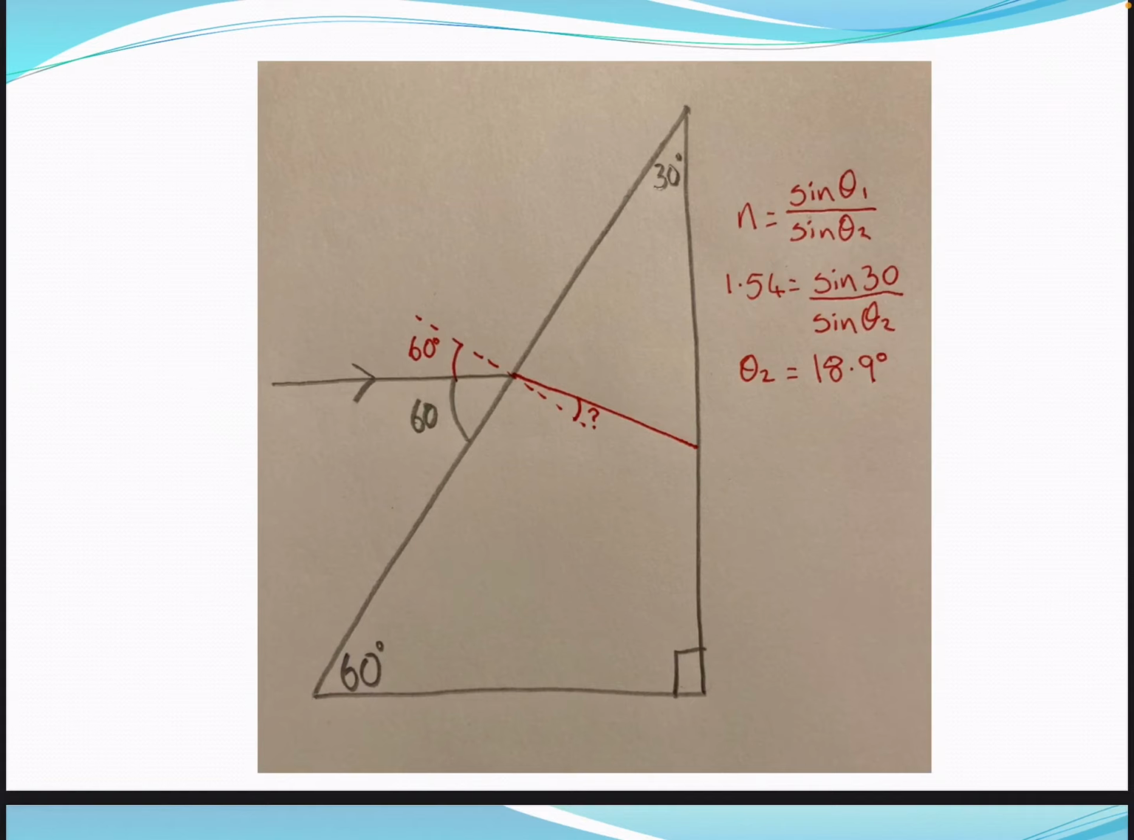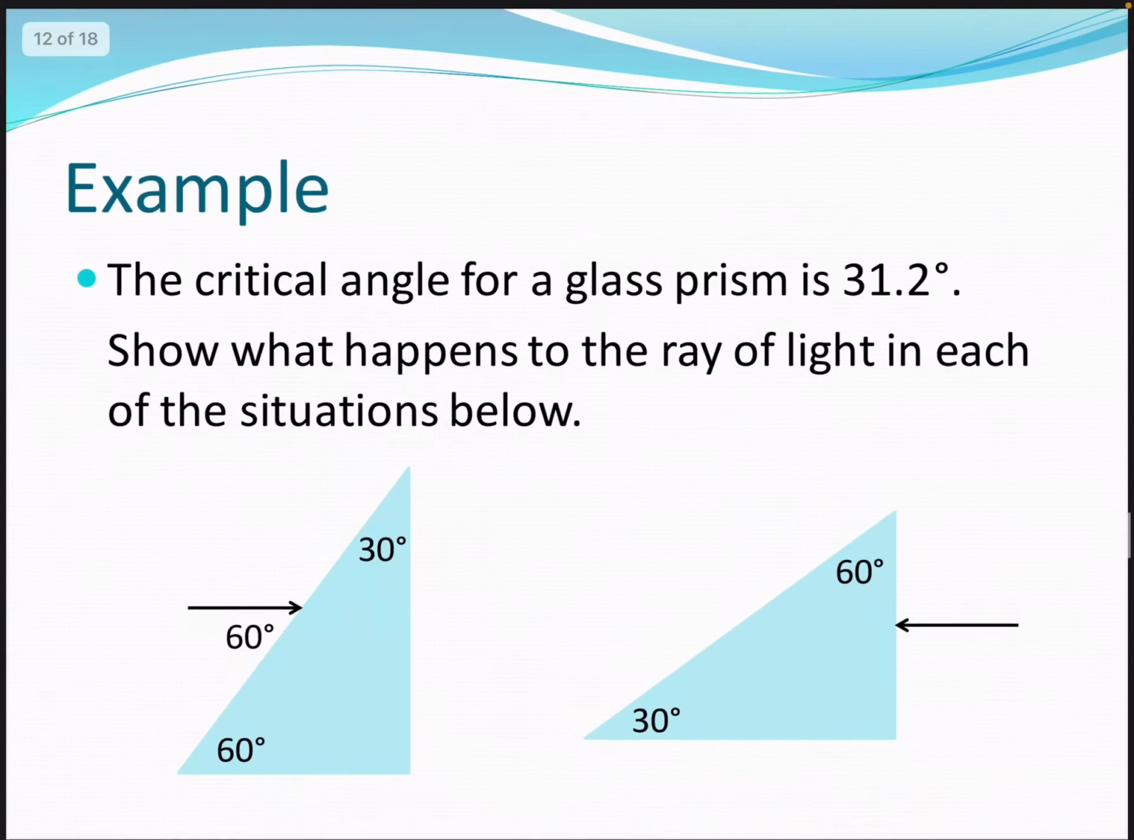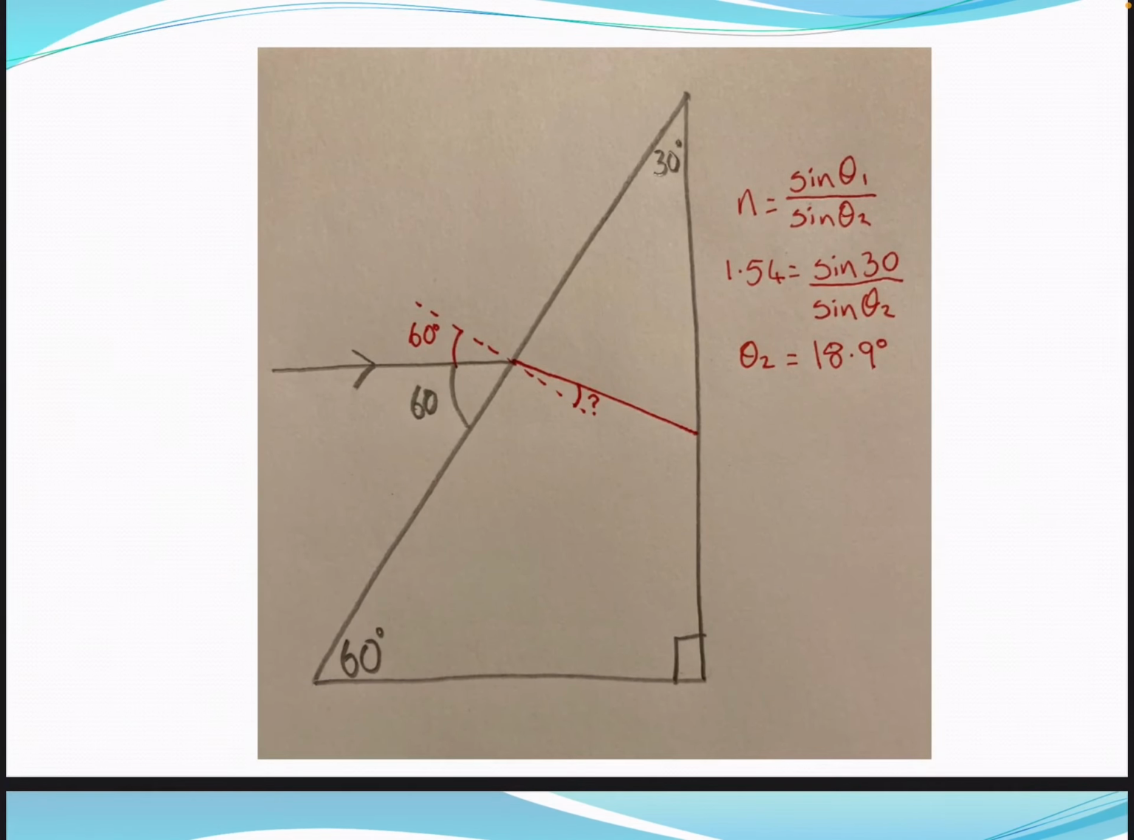So it didn't give us the angle between the ray of light and the normal, so you have to work out what that is first, which should be 30 degrees. Then I've used the fact that the refractive index of glass or perspex, whatever it said in the question, glass is about 1.54. Stuck that into the Snell's law formula, and I've ended up with an angle on the inside of 18.9 degrees.